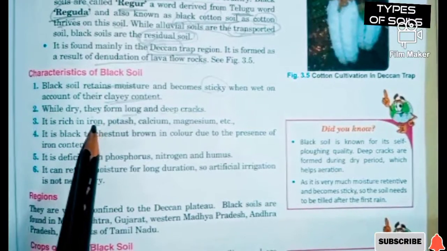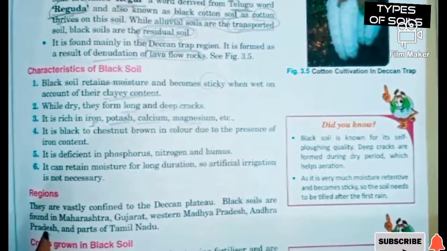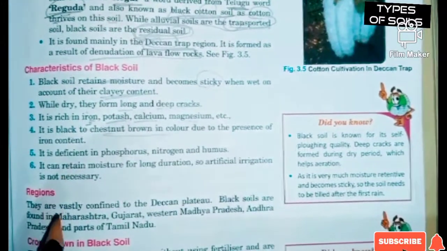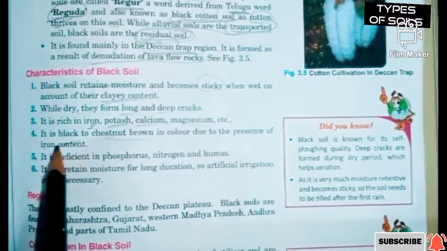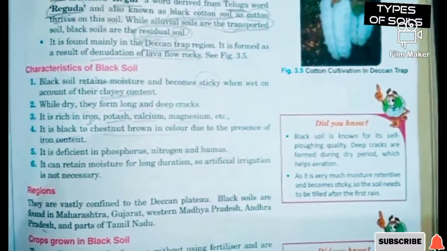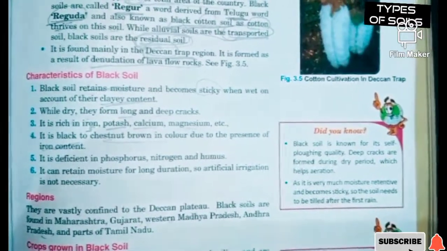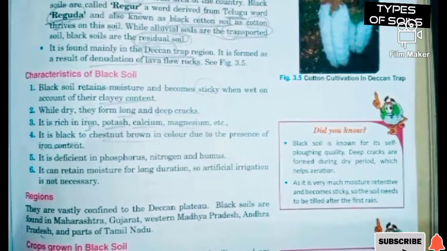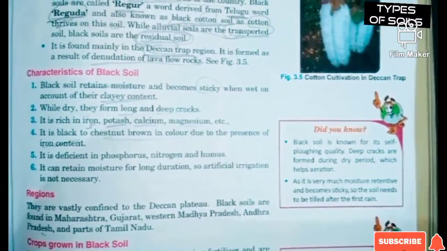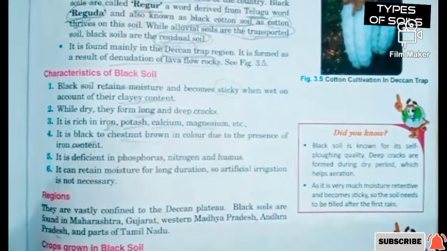It is rich in iron, potash, calcium and magnesium. It is black to chestnut brown in color due to the presence of iron content. Now this soil covers most of the Deccan Plateau, so it does not have the same black color. The color variation comes only because of what? The iron content. So the color varies from black to chestnut brown.